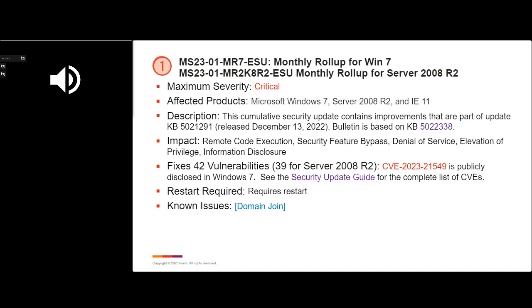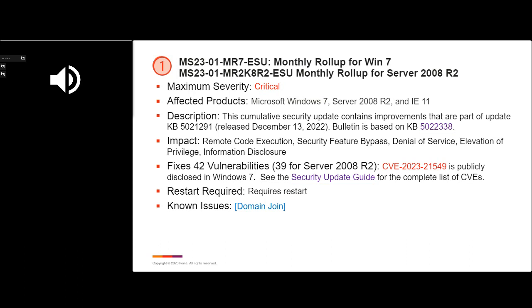We did get updates, of course, for Windows 7 and Server 2008 R2. Again, the end of the program here. Interesting, this month there were a different number of vulnerabilities addressed in each one. The Windows 7 version actually had 42 addressed, whereas the Server 2008 R2 had 39 vulnerabilities addressed.